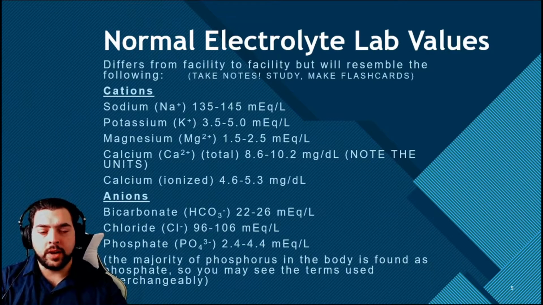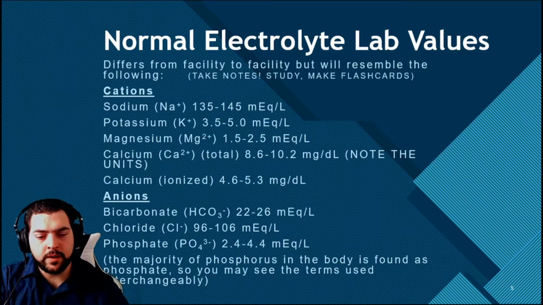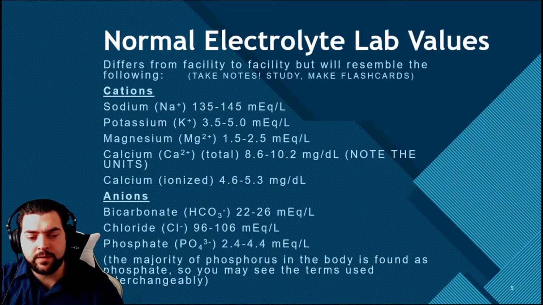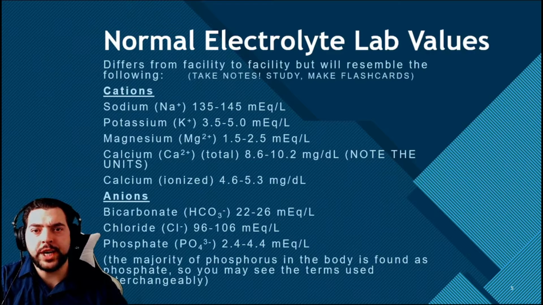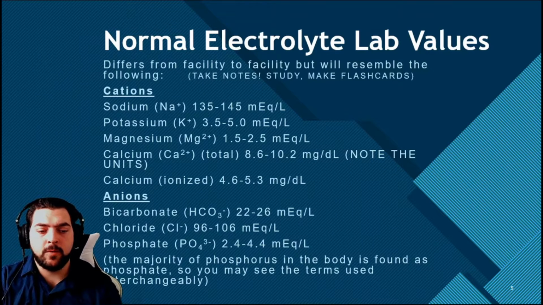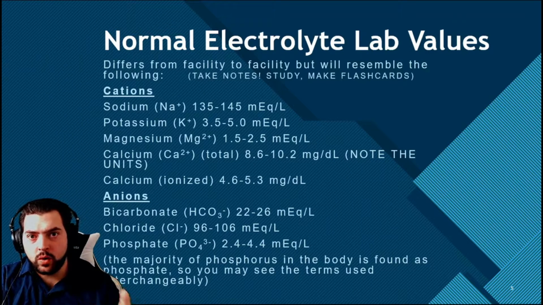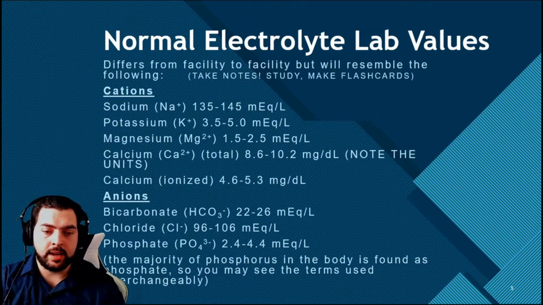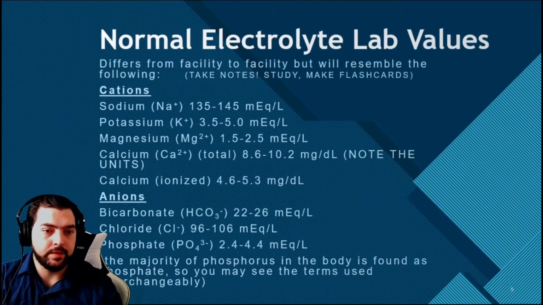Now, a little note just for your benefit: the majority of phosphorus in the body is found as phosphate. That's PO4, 3 negative. And so you'll hear phosphorus and phosphate talked about interchangeably. It's just that PO4 is how we normally find phosphorus in the body. It's bound to 4 oxygens, giving it a triple negative charge.